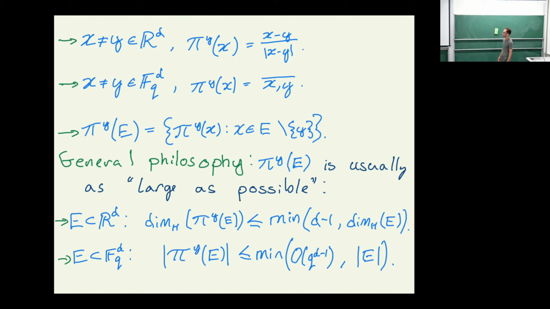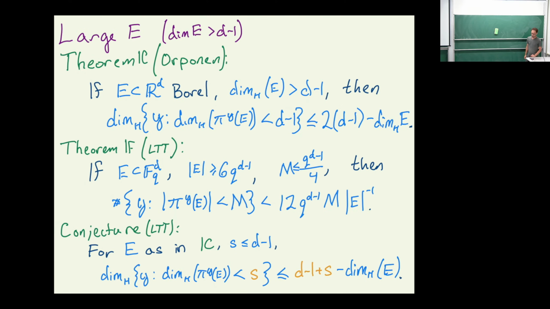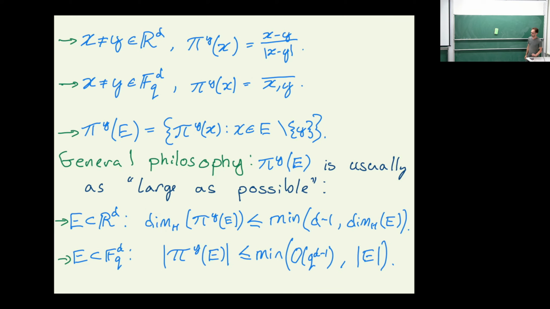So there's two different situations. One is that the dimension of E is larger than d-1. Well, d-1 is the largest thing that you can see. Similarly, if you're in finite space, there's only q to the d-1 points. So here the correspondence between dimension and cardinality is the log base q, where q is the order of the field you're working over. Do you assume that E is a finite set or E is a space?